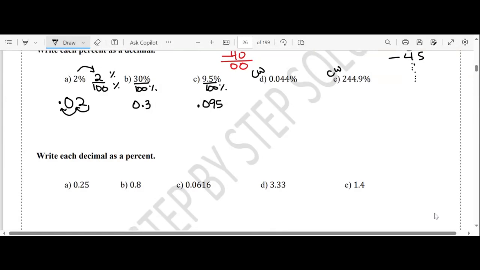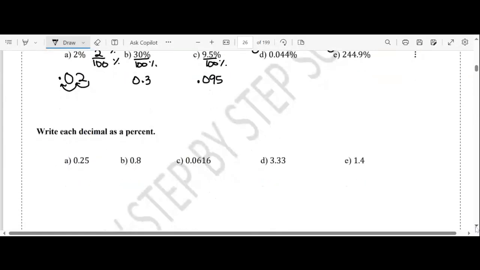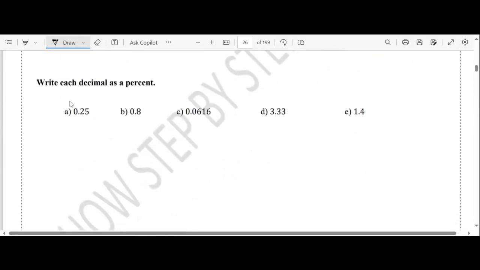Next one. Write each decimal as a percent. So here I have to write the decimal to convert it to what? To percent. What should I do? Yes, Nader? 25%. What do you do? Times 100%, right? So how many decimal places do you have to move? 2. So it's 25%.